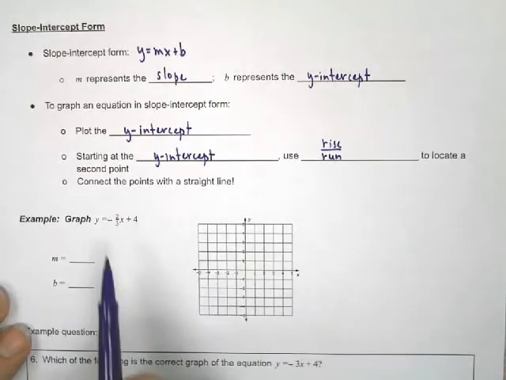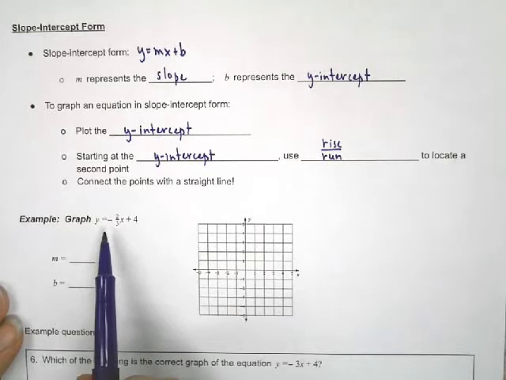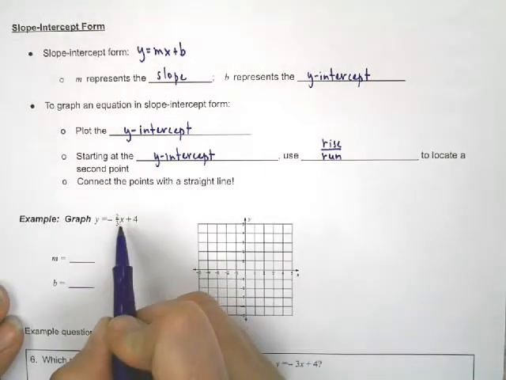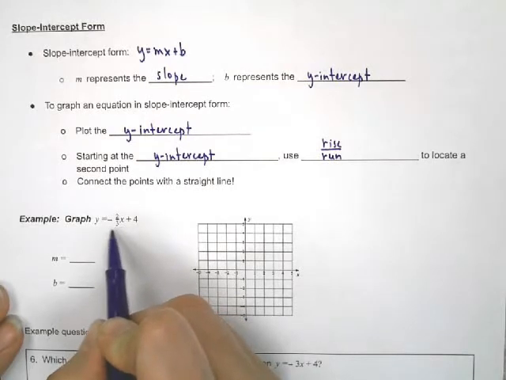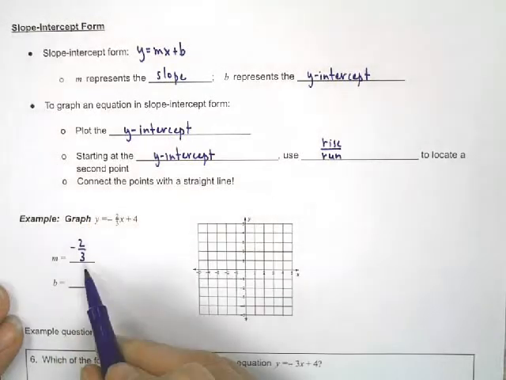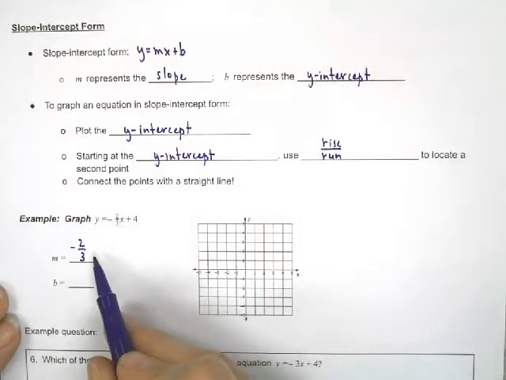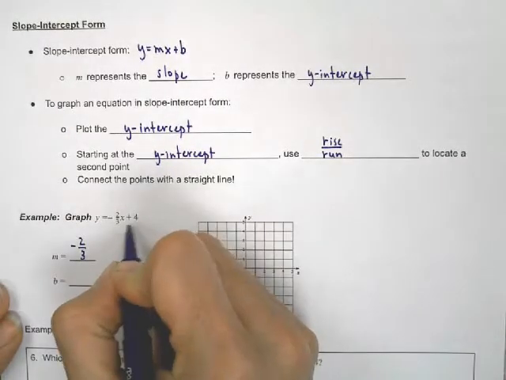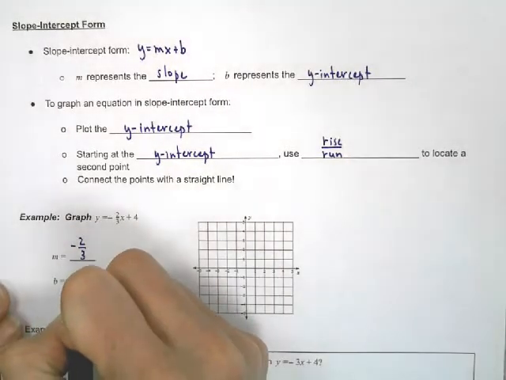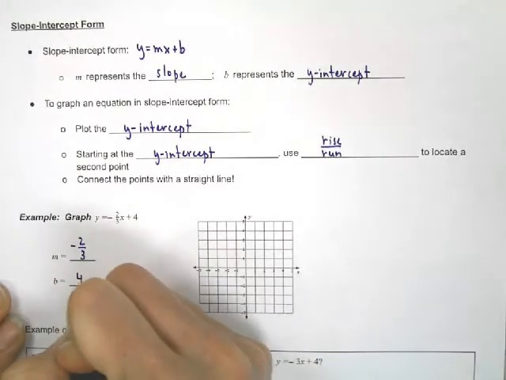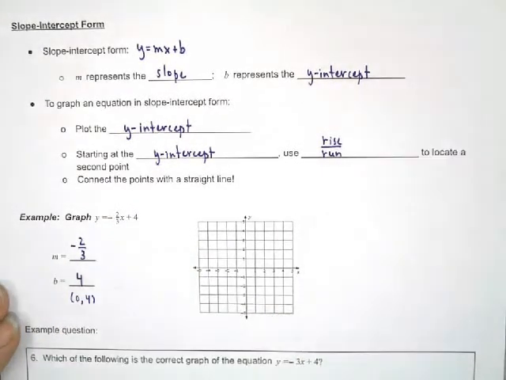So, for example, if I had this equation, y equals negative 2/3 x plus 4. I know my m is the number in front of x, the coefficient of x, so that m is negative 2 over 3. Notice that I don't include the x with my slope. My slope is just a number. My b is this value here, the constant, so that's a positive 4. And we could write that as an ordered pair as (0, 4).